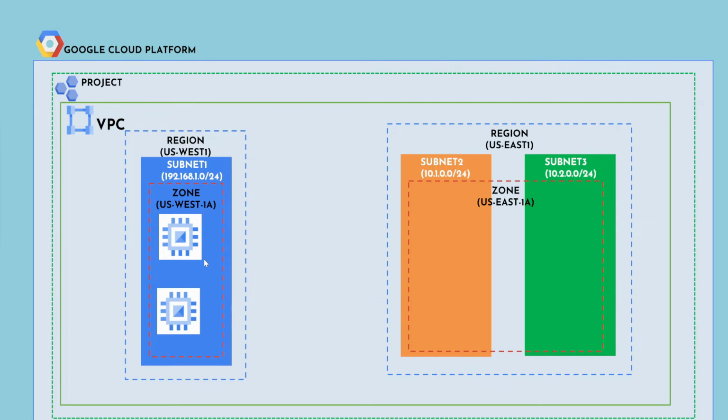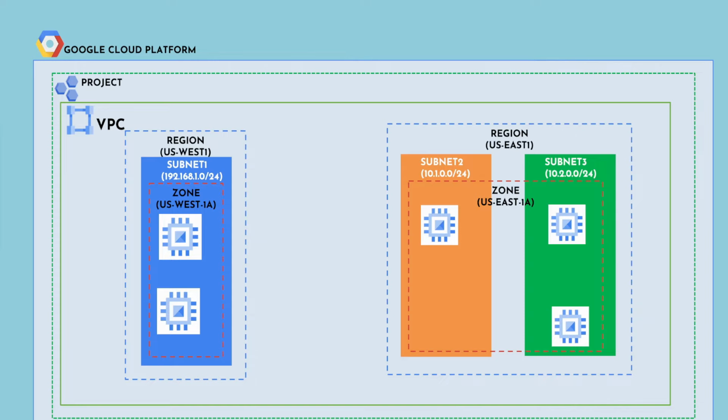Similarly, when you provision instances in US East 1, they will be part of subnet 2 and subnet 3. And they have the IP from that CIDR range that they are part of. If you are confused about the difference between zone and region, just keep in mind that a zone is nothing but a collection of data centers in a geographical location, and a region is a collection of multiple zones that are located miles apart.